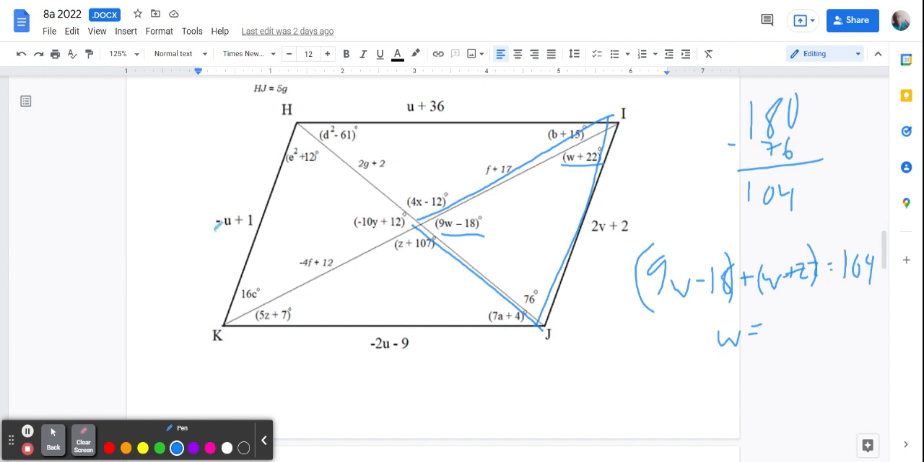Just for the sake of doing this here, I'm going to do this one for you guys because I want to make sure we're not stuck. When we solve all this out, we end up with 10w plus 4 equals 104 when we combine like terms, which makes w equal to 10. So w being equal to 10 makes this angle here 72 degrees, and this angle up here 32 degrees.